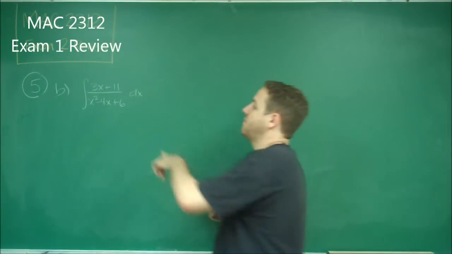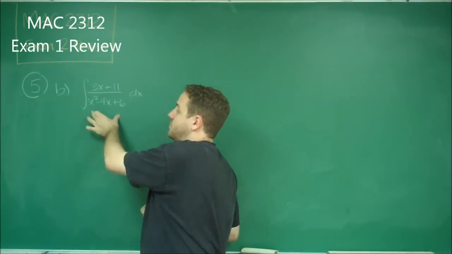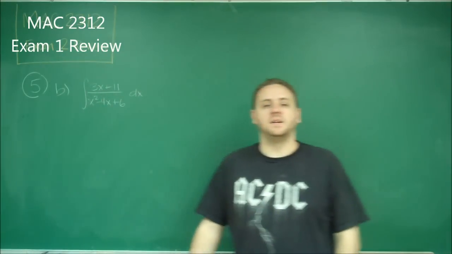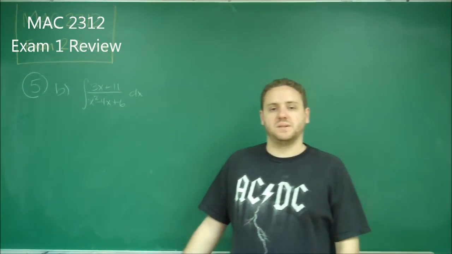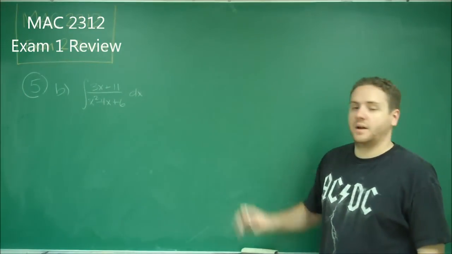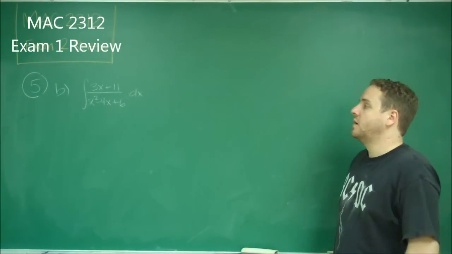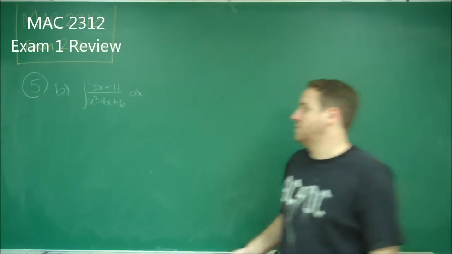And the derivative of the bottom is not equal to some constant multiple of the top, so this isn't just a natural log either. So what we're going to have to do is complete the square in the denominator.